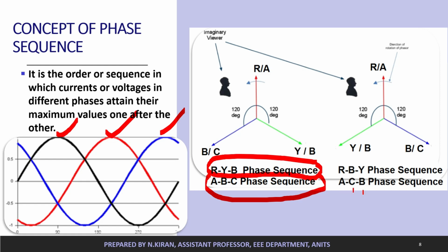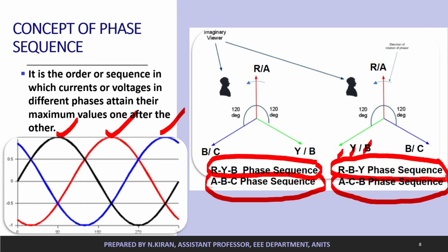The other phase sequence is RBY. That means first the R phase will attain its maximum value, then the B phase, then the Y phase. It is equivalent to the ACB phase sequence. So these are the two different phase sequences. Generally, 90% of the time we follow the RYB phase sequence while solving sums. Unless and until it mentions RBY, we always try to follow this phase sequence.